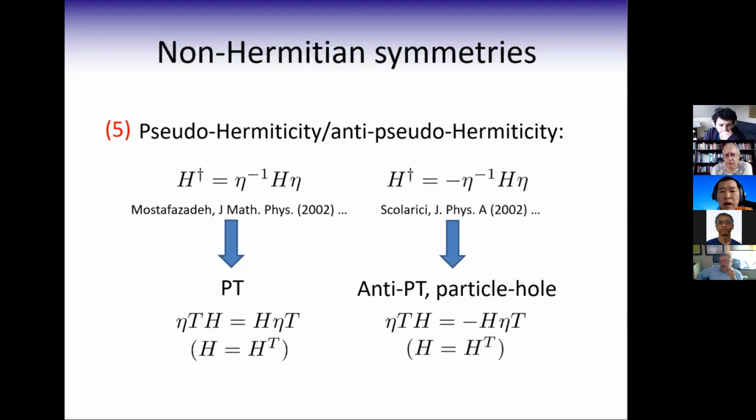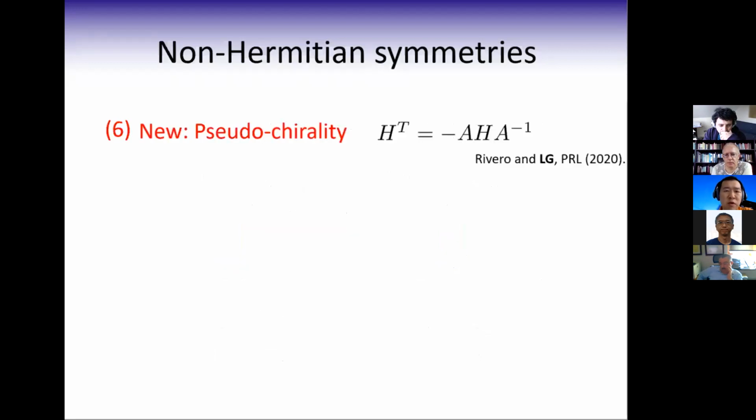Okay, so now after reviewing some of the familiar symmetries we have in non-Hermitian systems, I will introduce a new one, which is the pseudo-chirality that we talk about in this paper that will probably be published online this week. Here I want to point out a few differences between pseudo-chirality and pseudo-Hermiticity or anti-pseudo-Hermiticity. First of all, on the left-hand side, we don't have the Hermitian conjugate, but rather just the transpose of the Hamiltonian. And also on the right-hand side, we have this additional minus sign.